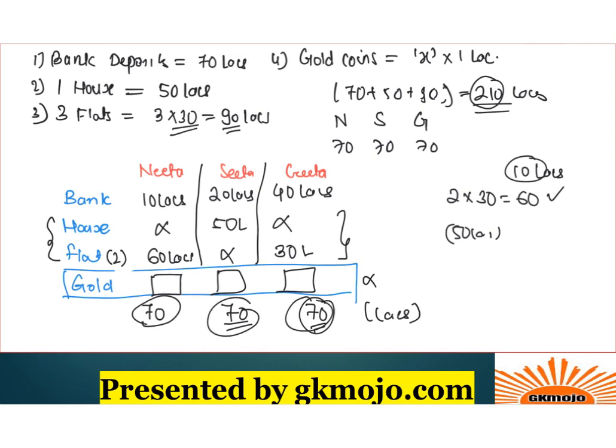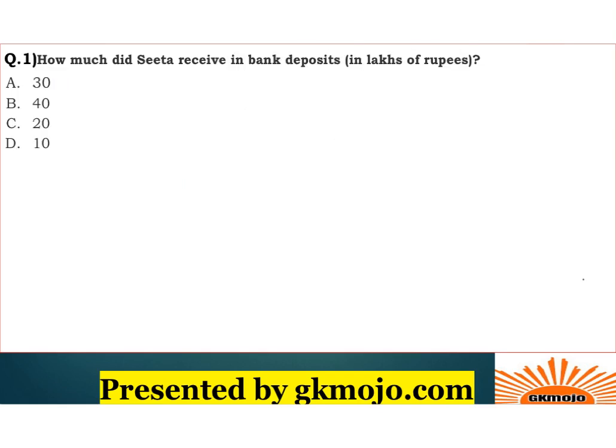Alright, let us see the questions one by one now. Let us have a look at the first question. Easy one. How much did Sita receive in the bank deposits in lakhs of rupees? We already saw in the previous table, Sita received 20 lakhs. Once you have solved the question, it is very easy to mark the answers. Let's move on to the next question.